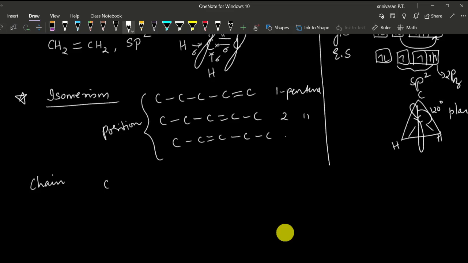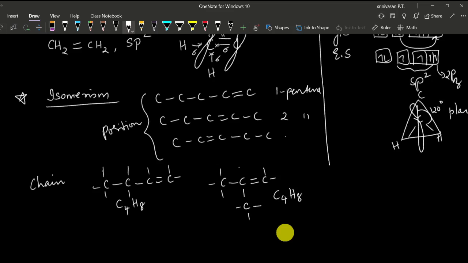That is, you will have like this. Suppose you take butene, you can also have it like this. Now if you look at the formula, C4 and H: 1 2 3 4 5 6 7 8. So C4H8, that we know. If we count here, 1 2 3, here 4, and 1 2 3 4 5 6 7 8. So you will have C4H8. So alkenes also exhibit chain isomerism and position isomerism.